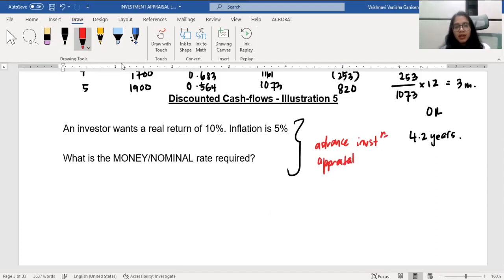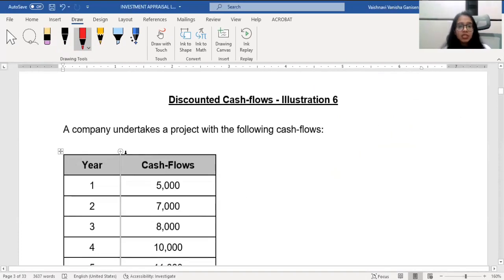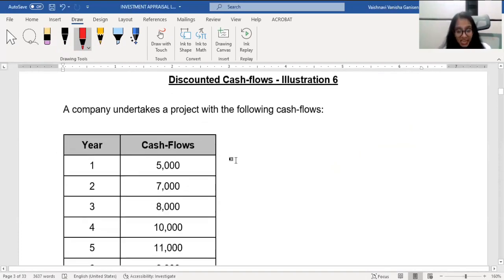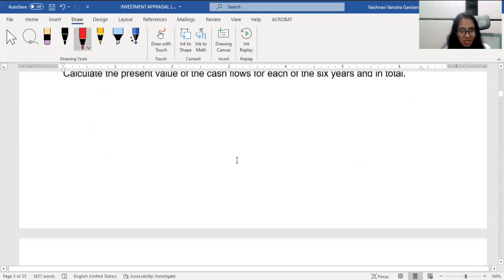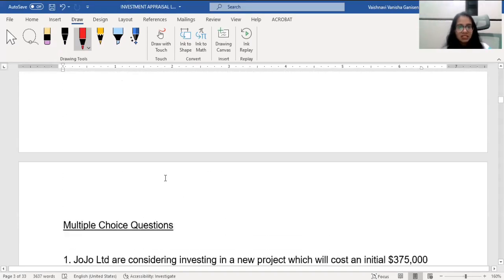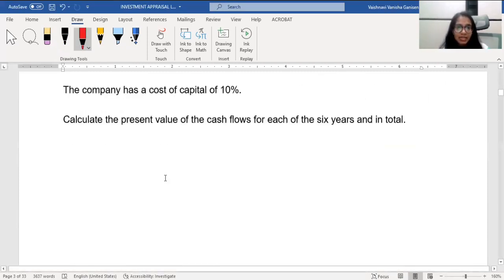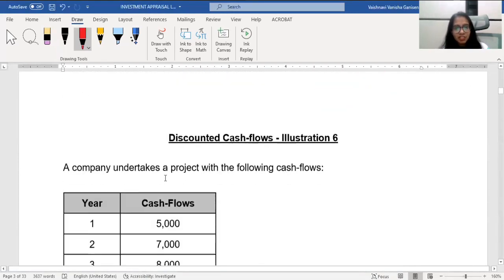Now, as for the discounting concepts, we can try to do illustration number 6, number 7, number 8. And maybe if I have a little bit more time, I will try the examples of the objective question, just to teach you how you would do it in an objective type question. All right, so let's start with illustration number 6.